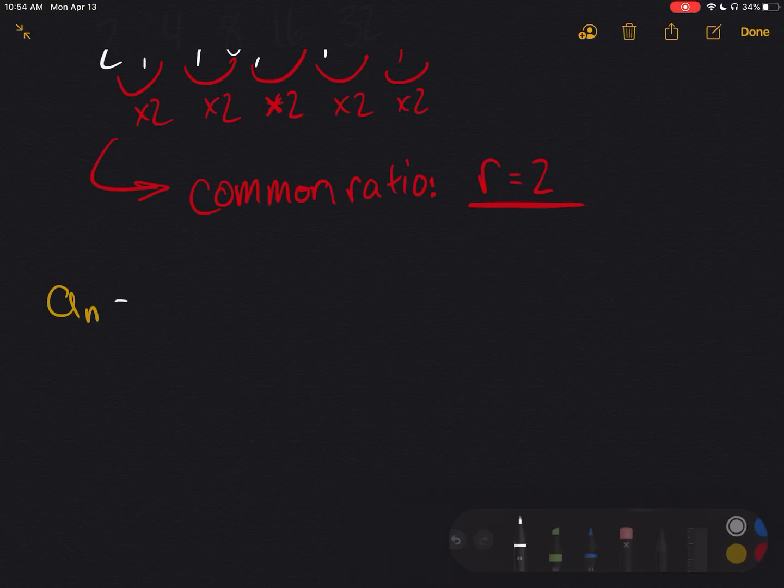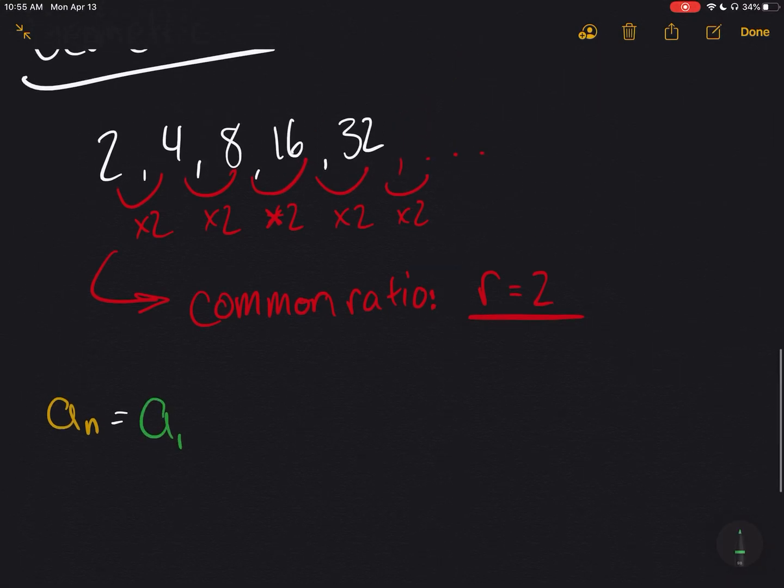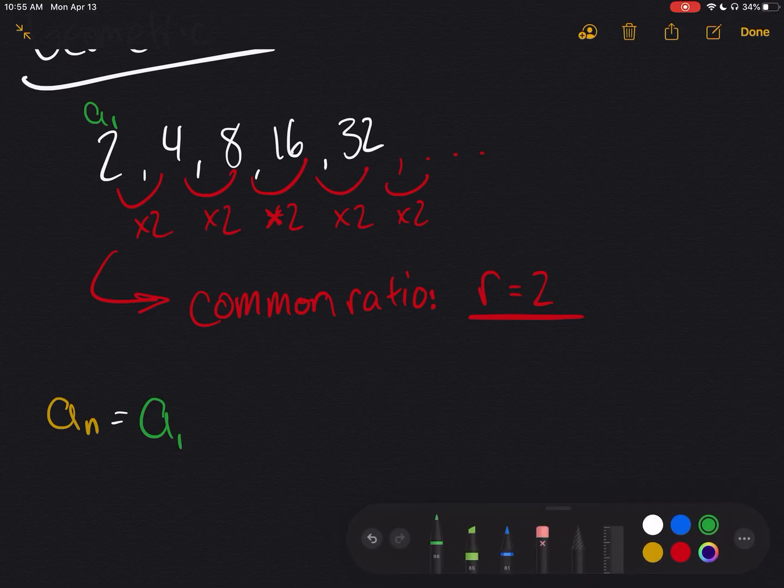Okay? So to get an, I take the first term in the sequence. If you look at the sequence, it's the first term that you're given. In this case, a1 is 2. That would be our first term. And then we want to multiply that by our common ratio, but we have to multiply it by however many times we're using the common ratio.